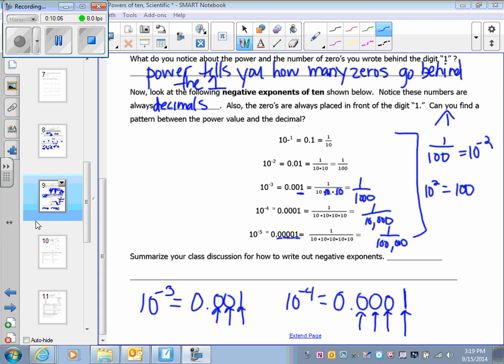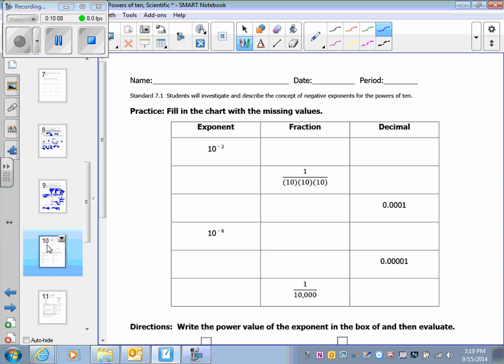Okay, so let's continue with our notes on to the next page. So the next page says practice. Fill in the chart with the missing values. Okay, so I've got 10 to the negative second.